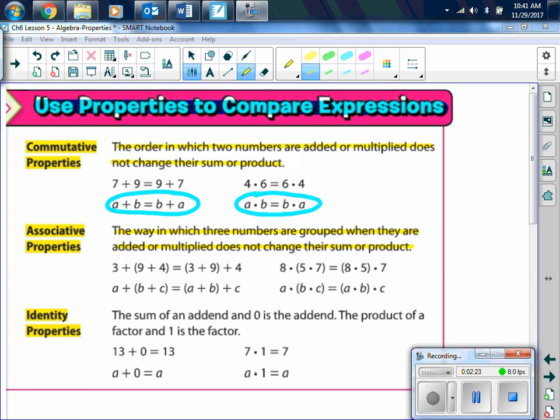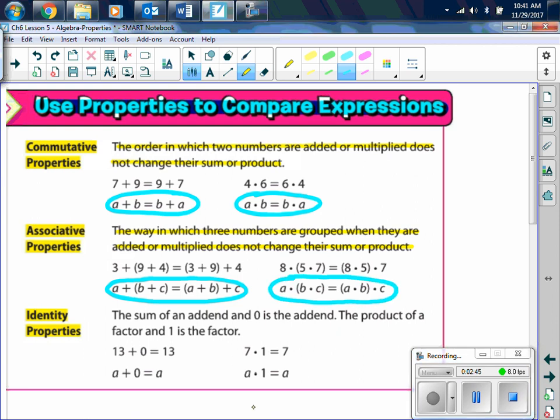So that means that we can add or multiply in any order that we want. Okay? So the way in which three numbers are grouped when they are added or multiplied does not change their sum or product. Okay? So here, in the general form, you can see that the parentheses move from the second two numbers to the first two numbers. So in the first part, we're adding B and C first, and then adding A. Okay? And on the other side of the equal sign, we're adding A and B first, and then adding C. Okay? So here, it does not matter what order you add, you're going to get the same thing. Same thing with multiplication, how the parentheses will move from the second pair to the first pair.